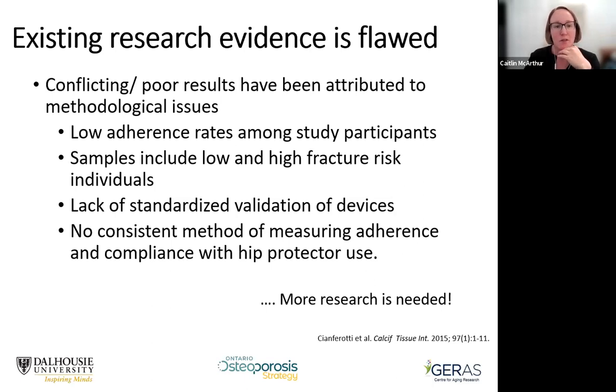Sometimes these samples include people who are at low risk and people at high risk for a fracture. This is important because if people are at low risk, they're already not as likely to fracture anyway. And so when we look at that statistically, it can dilute our results a little bit. So when we mix those 2 samples together, it's hard to know if they're effective or not.